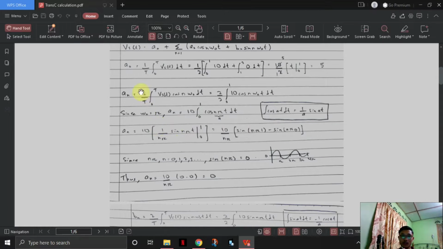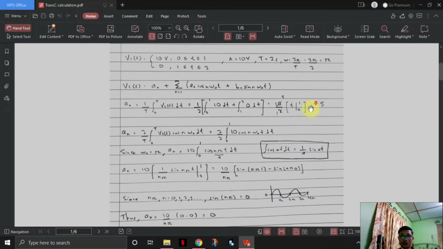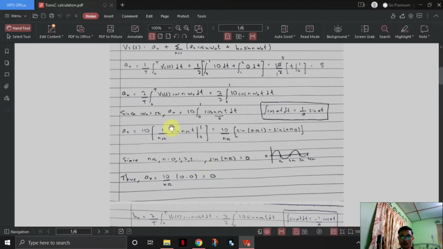Next one is an. This is the equation, and then we just input the t and the v. 2 over 2, integrate 0 to 1 of 10 cos n omega naught t dt. And then we'll get omega naught is equal to pi, and then an equals 10 integrate 0 to 1 of cos n omega t dt. Then we convert it into sine, so we'll have 10 times 1 over n pi sine n pi t from 0 to 1.